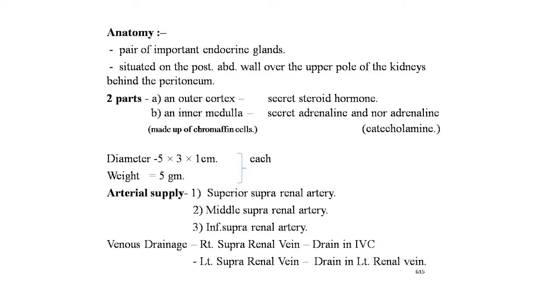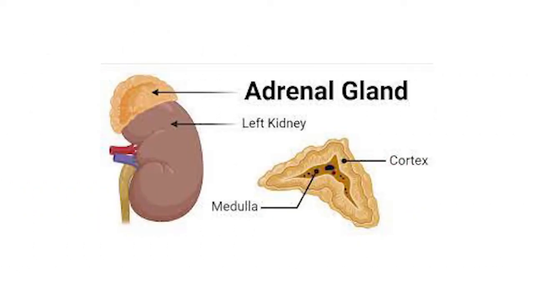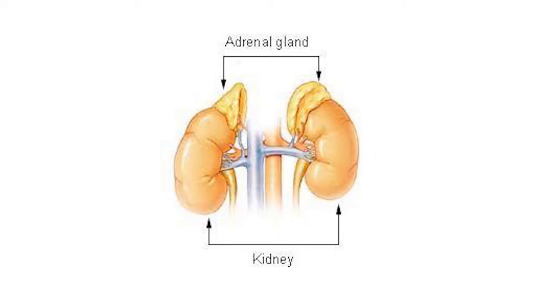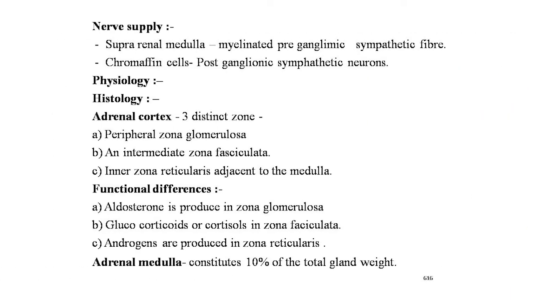Arterial supply of this adrenal gland is from the superior suprarenal artery, middle suprarenal artery and inferior suprarenal artery. Venous drainage: the right suprarenal vein drains into the IVC and the left suprarenal vein drains into the left renal vein. Students, here is a good picture of the adrenal gland of the left kidney, clearly showing the medulla and the cortex, two parts of this adrenal gland. This is another good picture showing the anatomical features of the adrenal gland. Now the nerve supply. Suprarenal medulla: myelinated preganglionic sympathetic fibers, chromaffin cells, postganglionic sympathetic neurons.